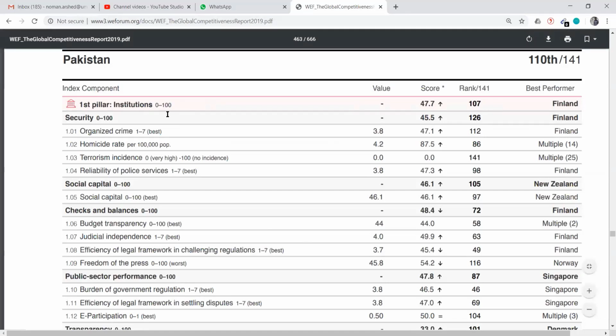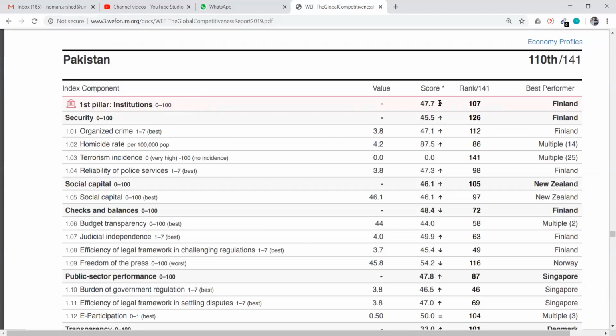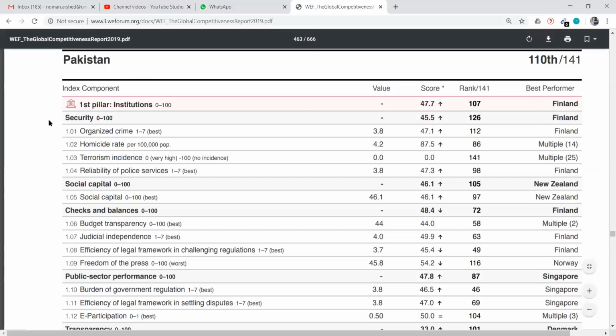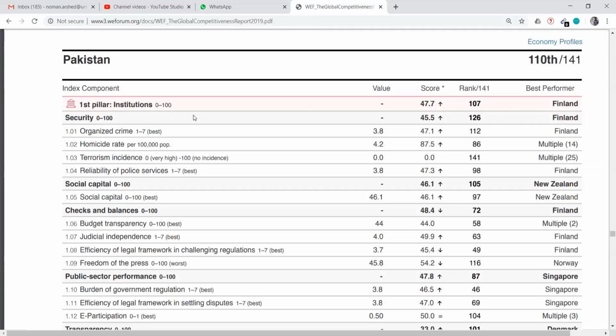Out of a 100 score, Pakistan's score is 47.7, and they rank 107 out of 141 countries. So out of 141 countries, their position is 107, and the best performer is Finland, which has the highest marks. In the institutions, the first is security. Security means law and order. It includes organized crime, homicide, terrorism, and reliability of police.